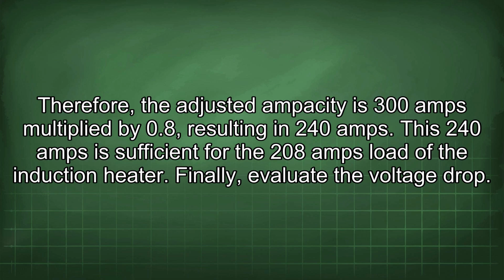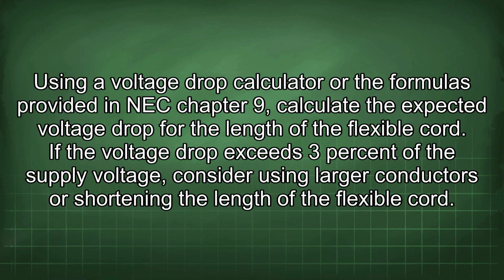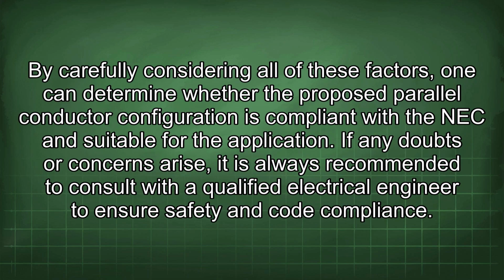Finally, evaluate the voltage drop. Using a voltage drop calculator or the formulas provided in NEC Chapter 9, calculate the expected voltage drop for the length of the flexible cord. If the voltage drop exceeds 3% of the supply voltage, consider using larger conductors or shortening the length of the flexible cord. By carefully considering all of these factors, one can determine whether the proposed parallel conductor configuration is compliant with the NEC and suitable for the application.